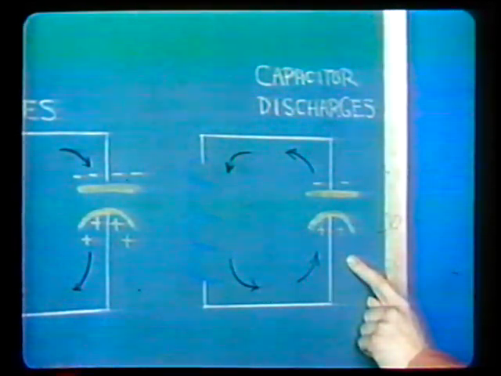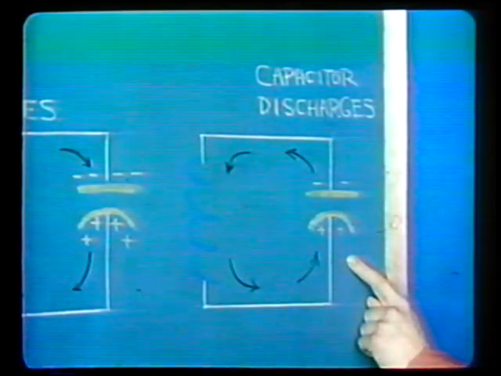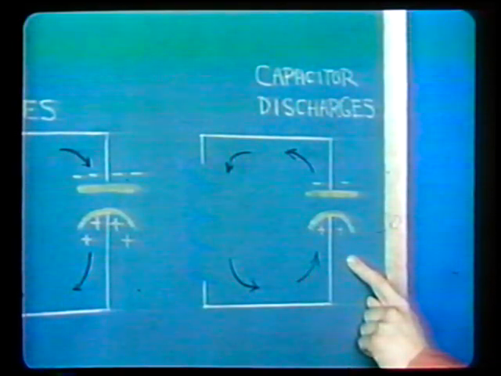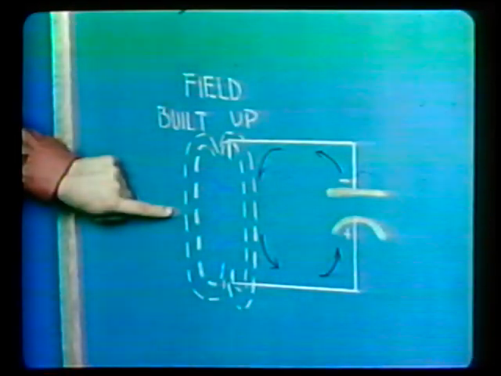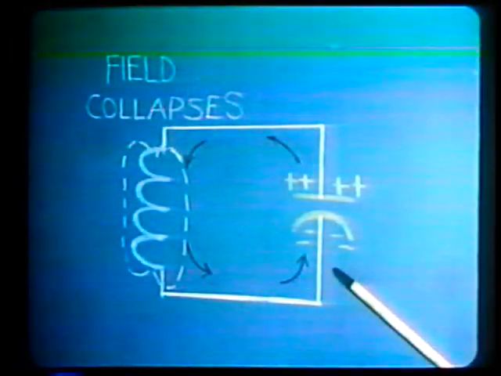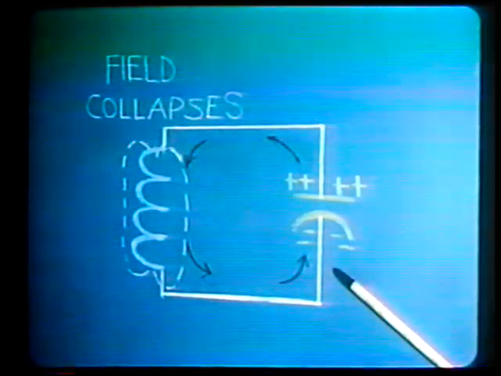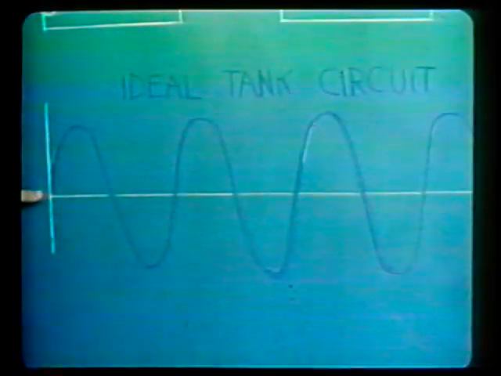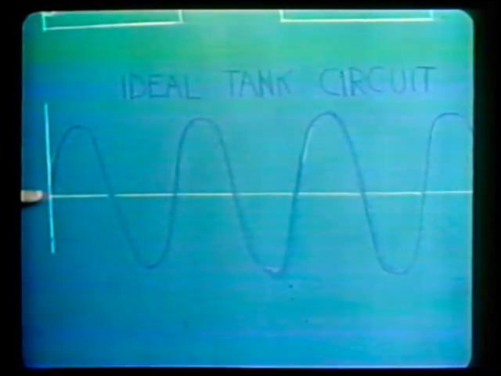When the magnetic field around the coil has collapsed, the capacitor again discharges, but this time in the opposite direction, counterclockwise. This discharge current causes a magnetic field to once again be built up around the coil. After capacitor C is discharged, the magnetic field collapses and causes capacitor C to be charged in the same direction it was initially charged. This circulating current would continue indefinitely in an ideal tank circuit, that is, no resistance, producing a series of sine waves.